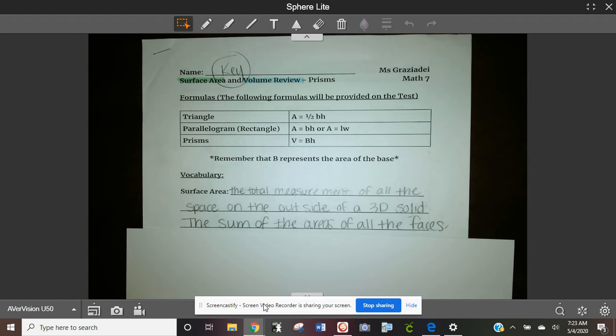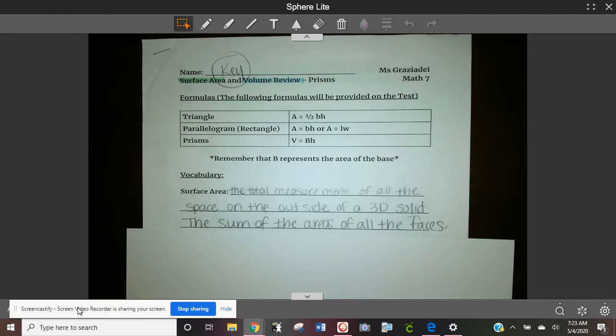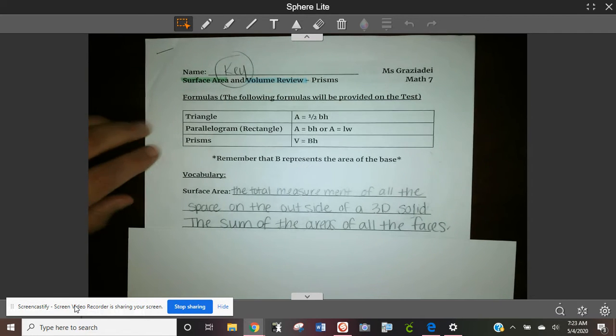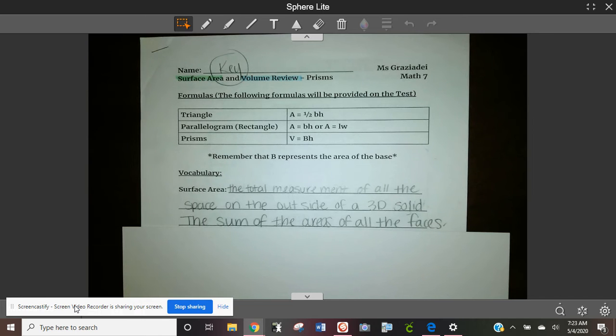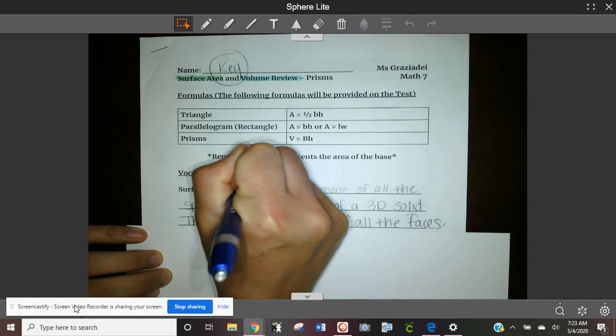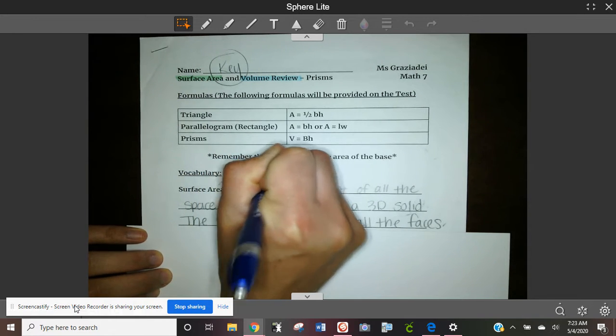Guys, so last week we talked about surface area of prisms. So this week we're going to talk about volume. The first thing we're going to start with is just a reminder. The surface area was basically one thing I want you to add. I want you to write the word inside or outside.